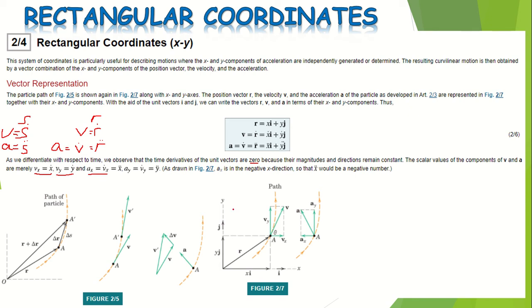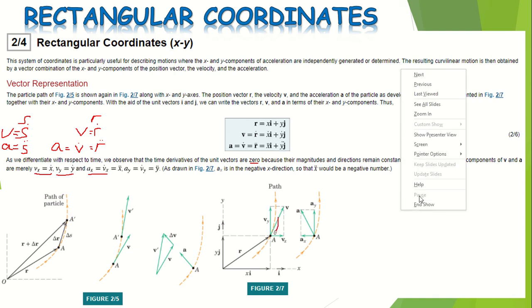Okay, and here is the representation of all this. We have it with the aid of the unit vectors. So we have the i component, the x component, and the y component. The x component is represented by i, and the y component is j. All right, so we have here the position vector r, with respect to this path of movement, the curve of the particle.